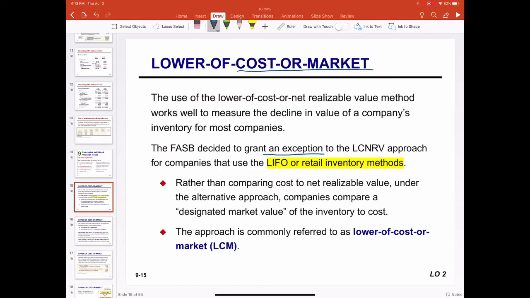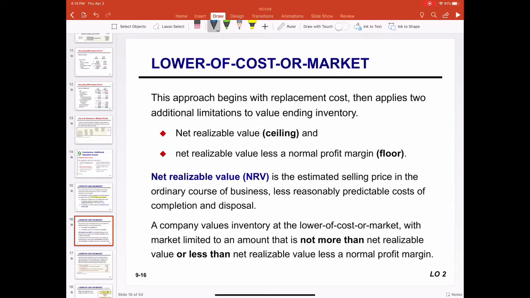The idea of lower of cost or market is the same as lower of cost or NRV. Rather than using the net realizable value, in this approach, we use another proxy of market value to measure the decline in the value of inventory. Actually, in lower of cost or market, we use more information than in lower of cost or NRV. In this approach, we introduce another term called replacement cost. Basically, the cost to replace the inventory. The replacement can be repurchased or reproduced.